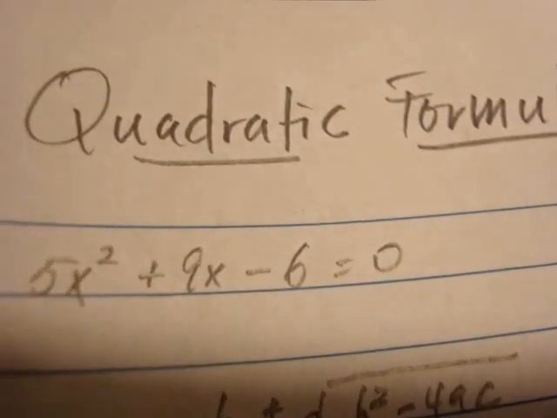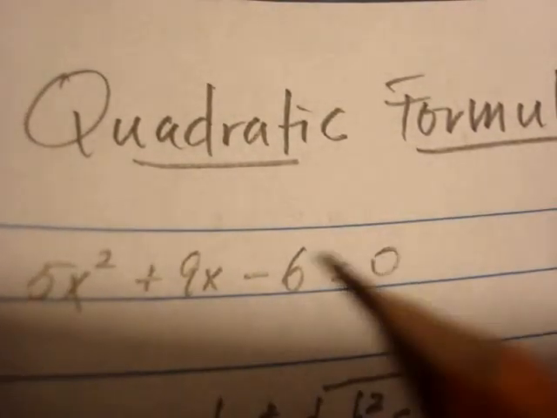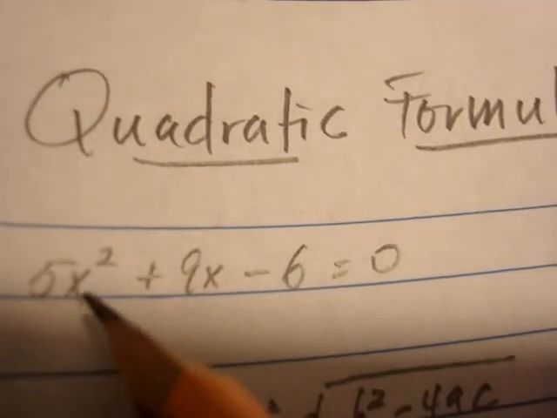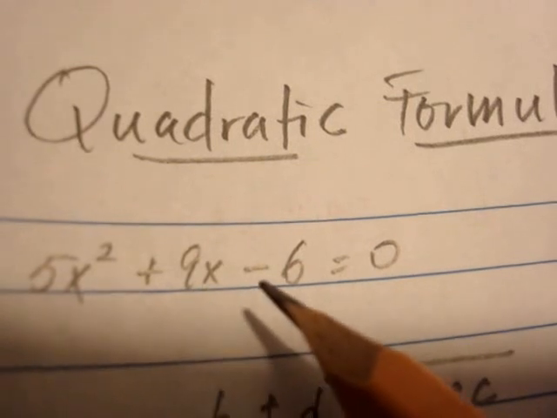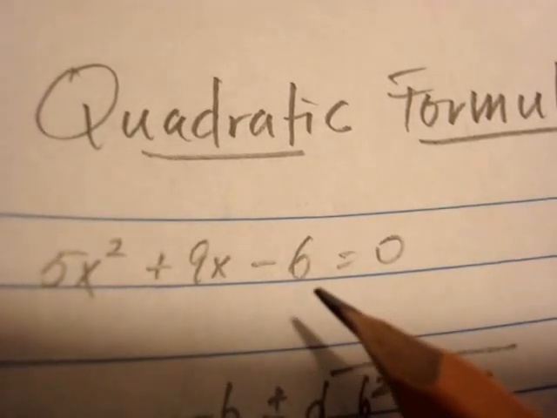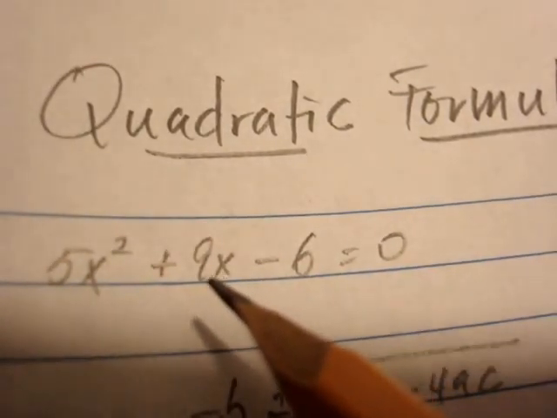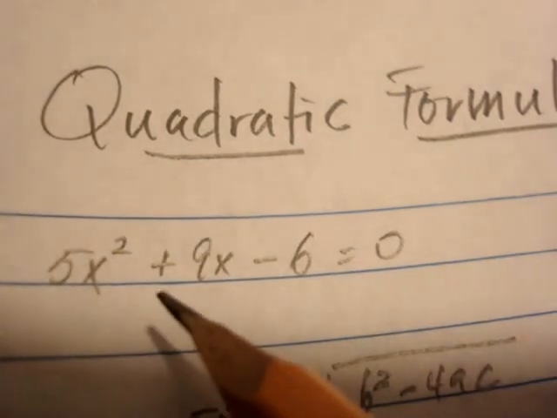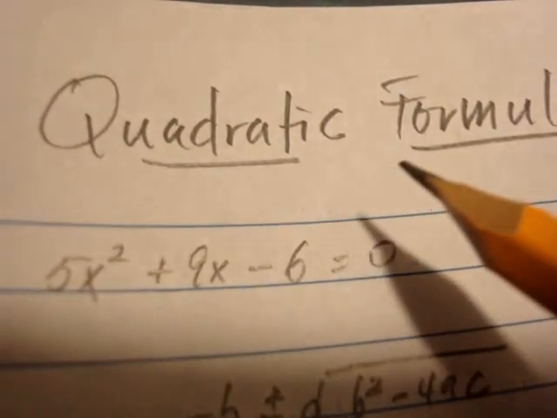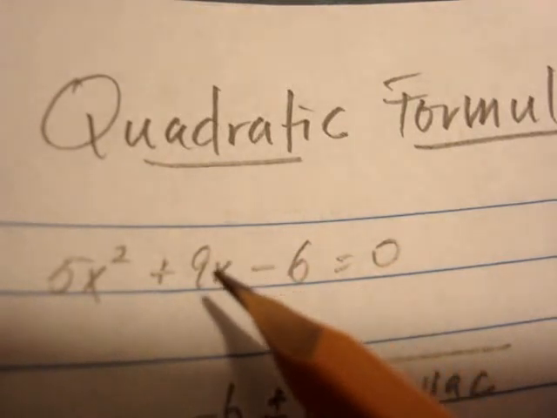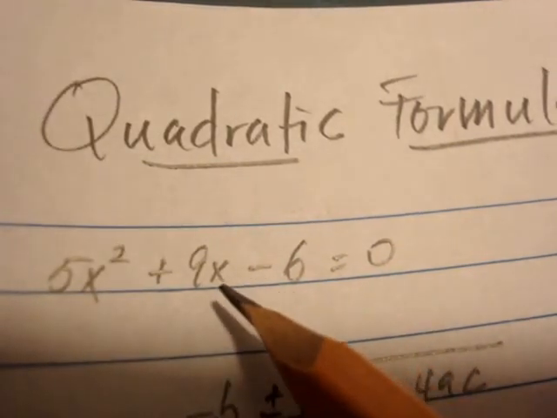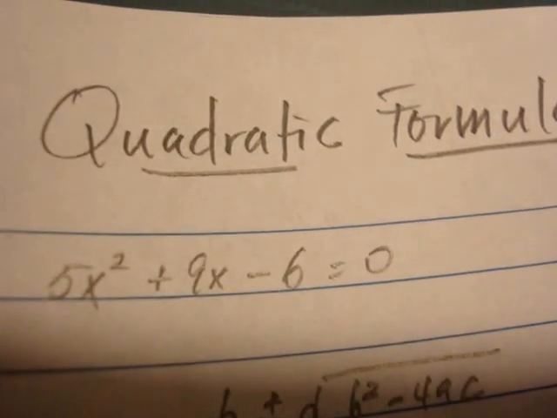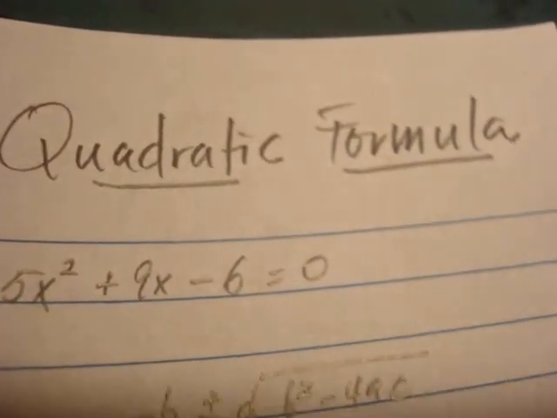Quadratic formula. Let's say that you're given this equation of 5x raised to the second power plus 9x minus 6 equals 0, and they want us to solve for x. Before you use the quadratic formula, you need to see if this quadratic equation is factorable or not.